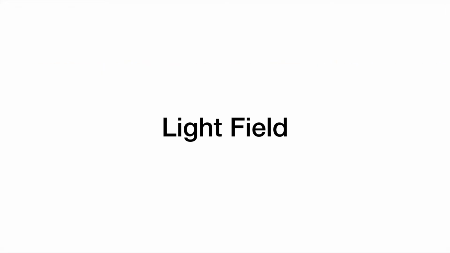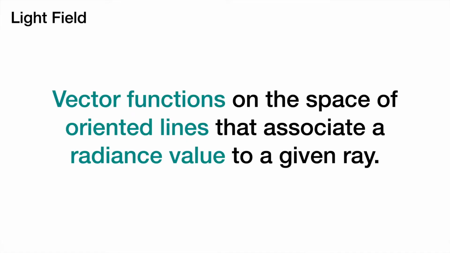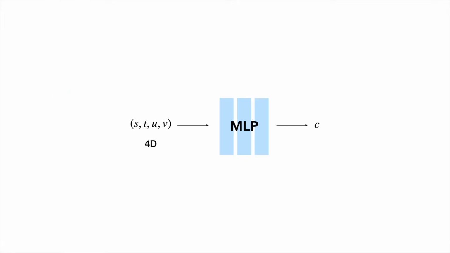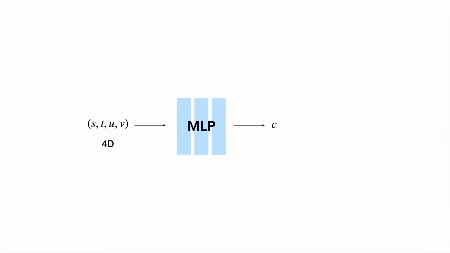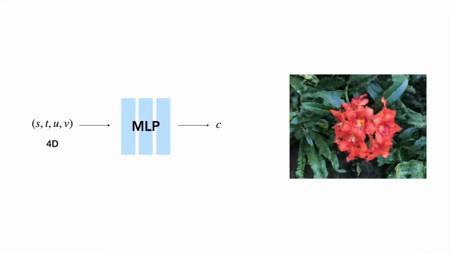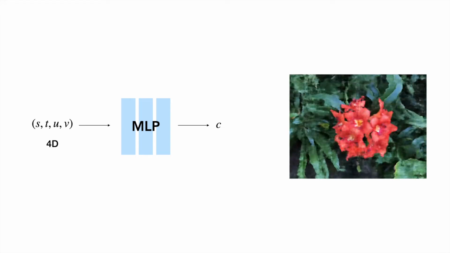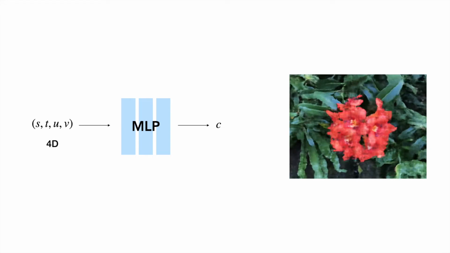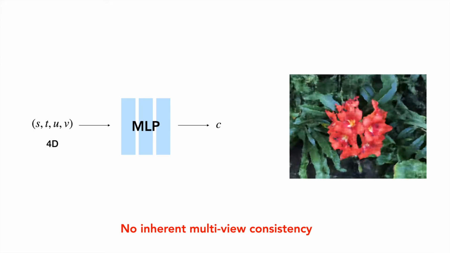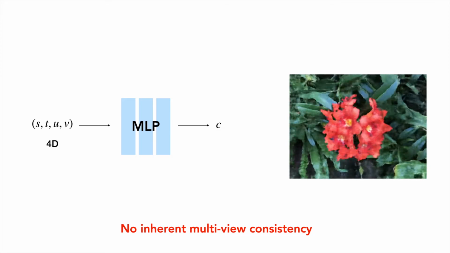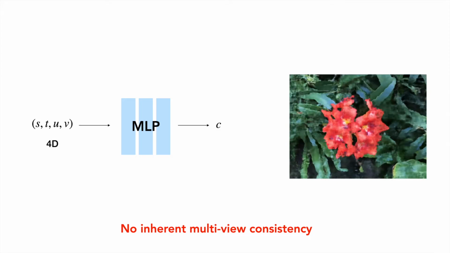Our method relies on light field to represent a scene. Light fields are vector functions on the space of oriented lines that associate a ray to a radiance value. While the light field representation can be used to directly learn a mapping from a Fourier tuple to color, such a model will produce low-quality renderings as shown here. This observation can be attributed to the fact that light fields do not have any inherent notion of multi-view consistency.